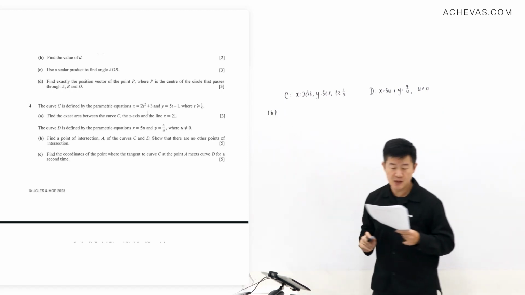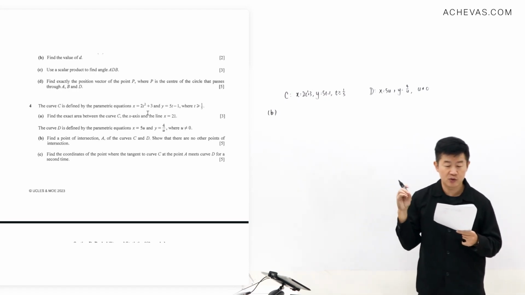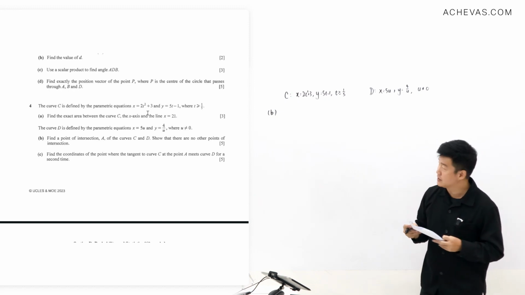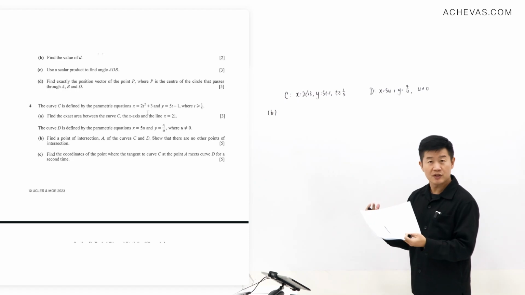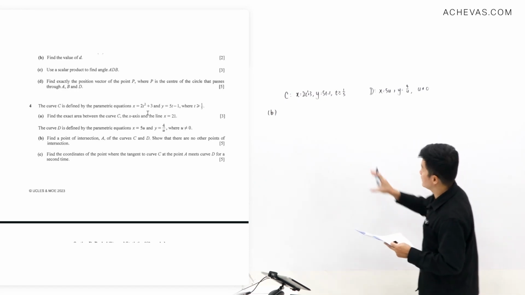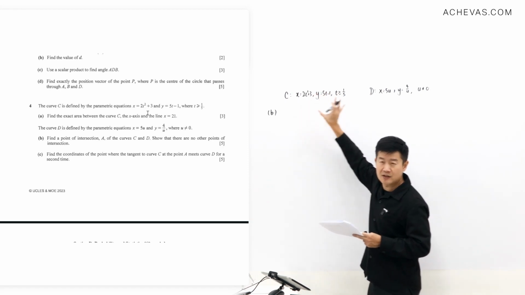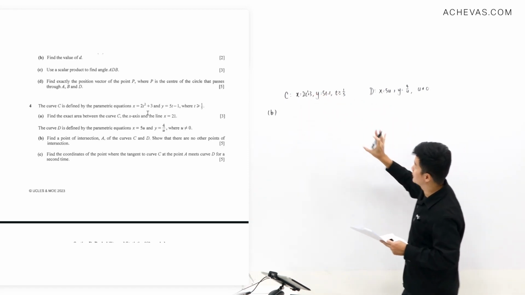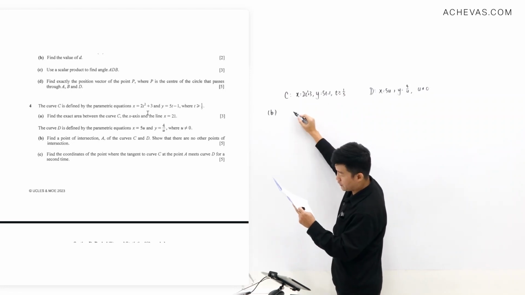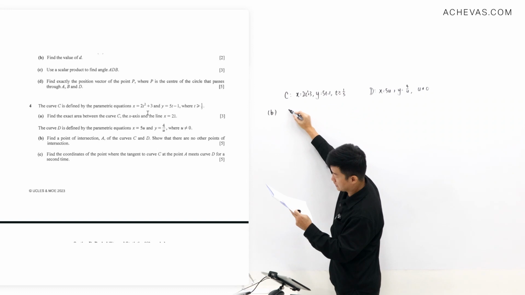So for part B, we want to find the point of intersection between these two curves C and D. And we also want to show that there are no other points of intersection except this point A. So to do that, we'll just solve simultaneous equations. And I think one good way for us to proceed with this is to form the Cartesian equation of this and then solve it with the Cartesian equation of this. So for this, let me start with y.